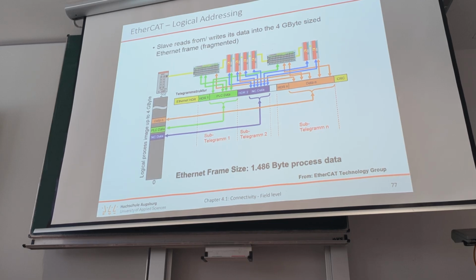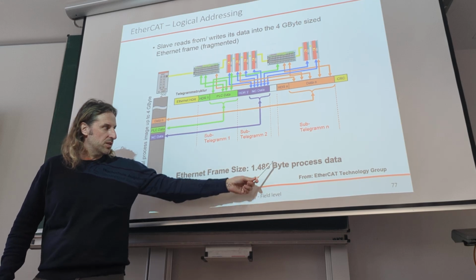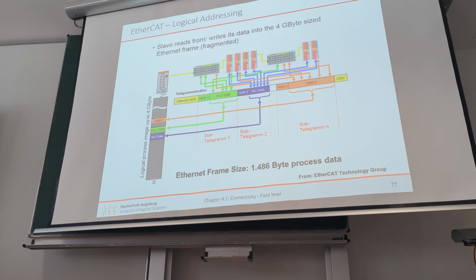And you see that it's limited up to 4 gigabytes. There's no more space than 4 gigabytes. So still there are some limits, and you have this Ethernet frame size of roughly 1.5 kilobytes per processing line. And looking at the Ethernet, if we have this 1.5 kilobytes, you see that there are multiple frames that add up to 4 gigabytes.